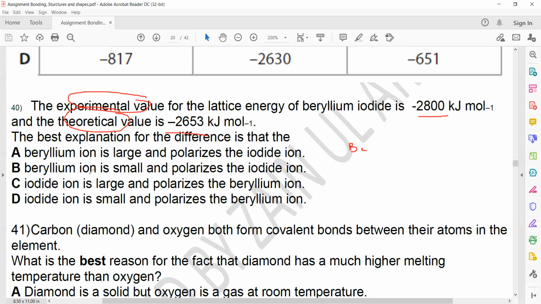distortion. So the beryllium ion is smaller in size and it polarizes the iodide. Why are options C and D wrong? They mention polarizing the beryllium ion. A positive ion cannot be polarized, a negative ion can be polarized. So the iodide ion will be polarized, and why is it polarized? Because of beryllium. So B will be the right answer for this question.